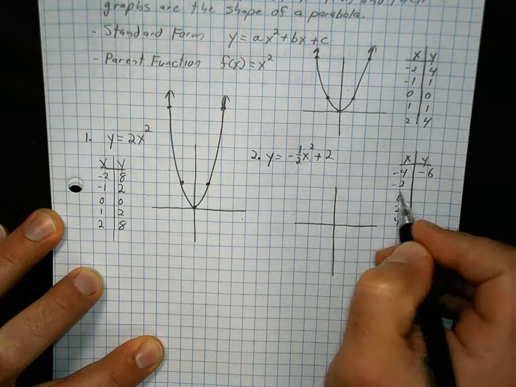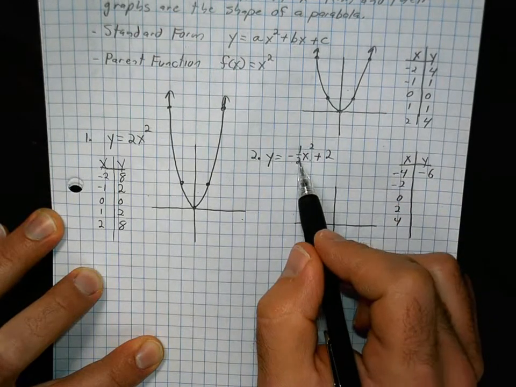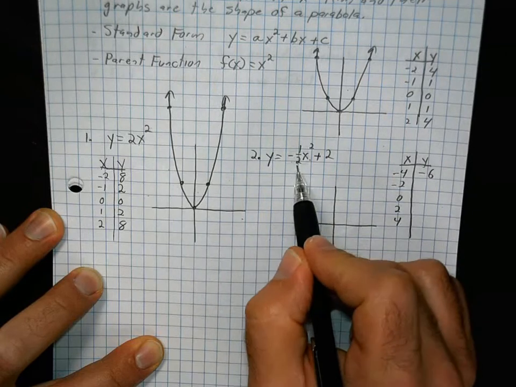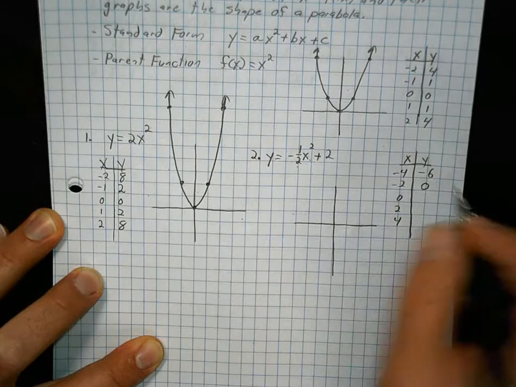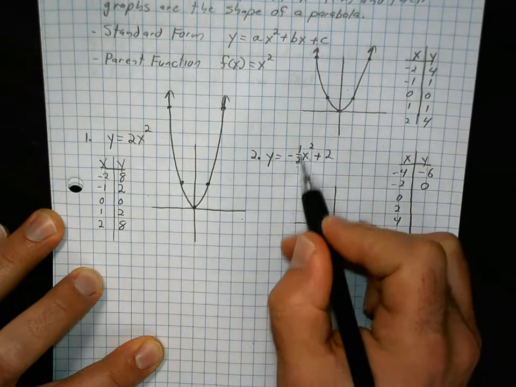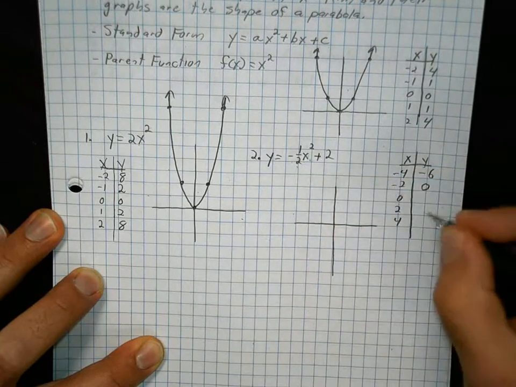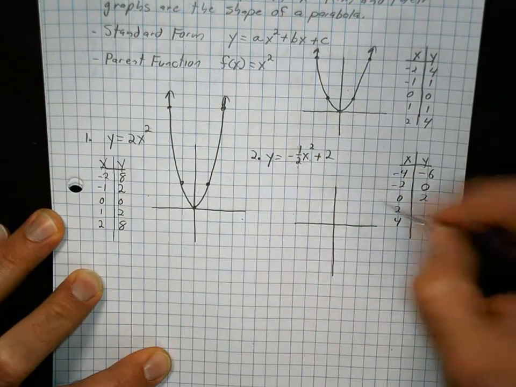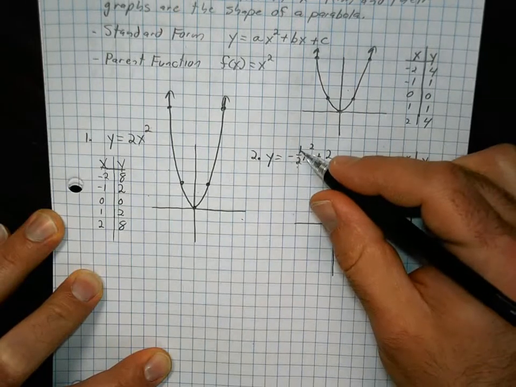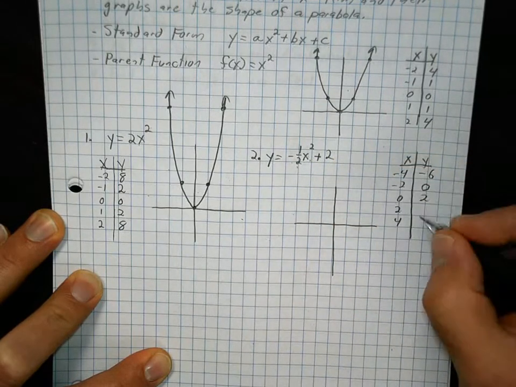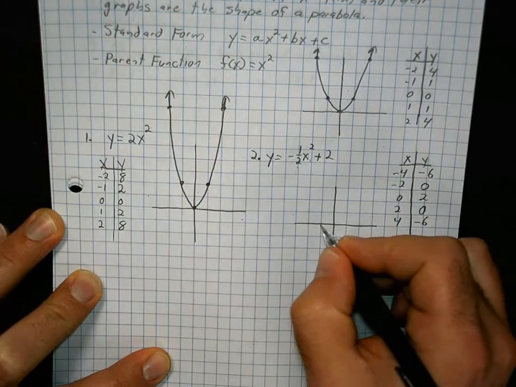Okay, -2. -2 squared is 4, times -1/2 is -2, plus 2 is 0. Remember our order of operations: we've got to square and then multiply by that value. So 0 is going to give me 0 here, plus 2 is 2. This should give me the same values as this. So 2 squared is 4. Negative a half times 4 is negative 2, plus 2 is 0. This will give me negative 6. So let's see.